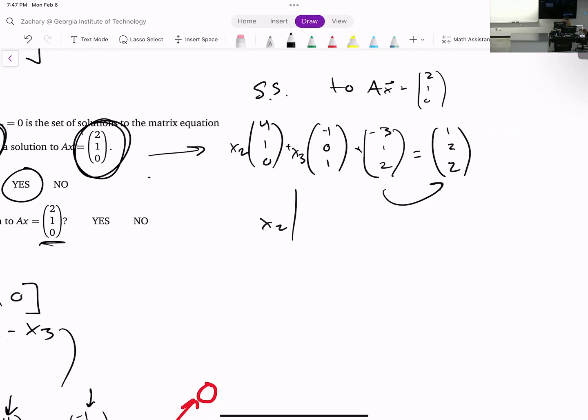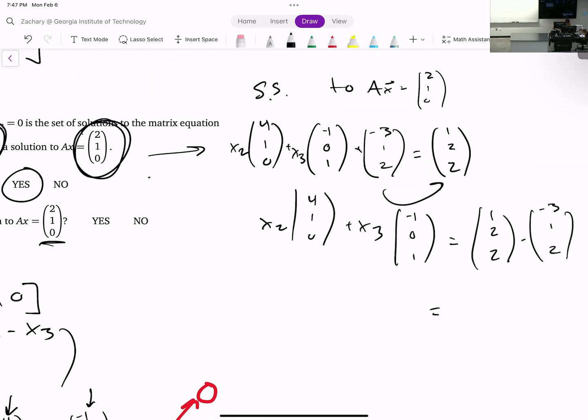So we get x2 times 4, 1, 0 plus x3 times negative 1, 0, 1 equals 1, 2, 2 minus negative 3, 1, 2, which is equal to 4, 1, 0. Hey, would you look at that? Is 4, 1, 0 a combination of these two vectors? Yes, therefore it is a solution. Okay, very roundabout way to get there, but that is the way we understand that.